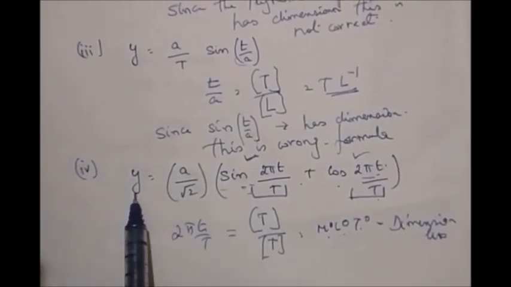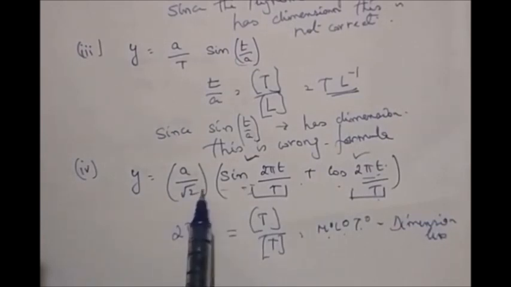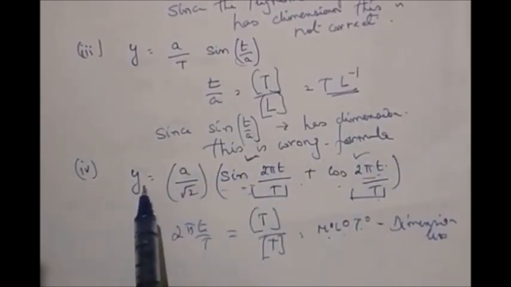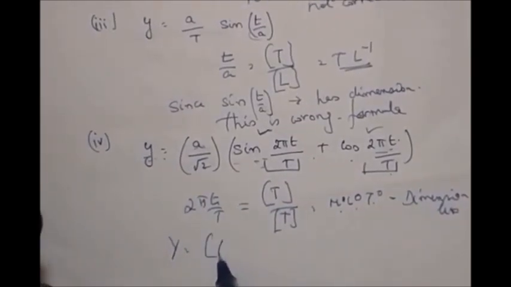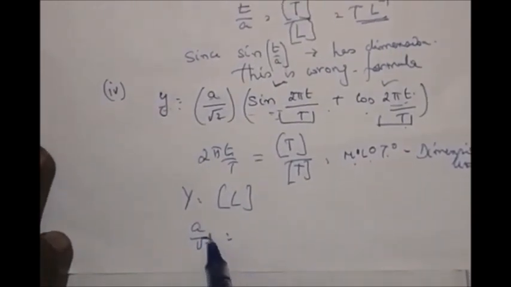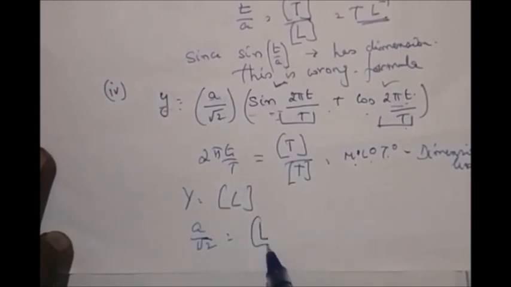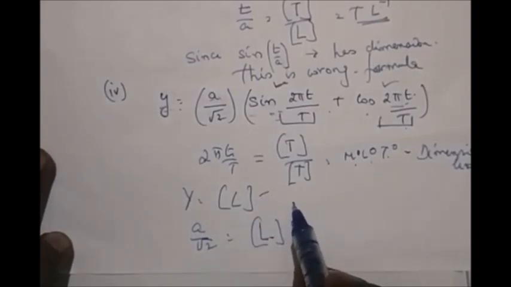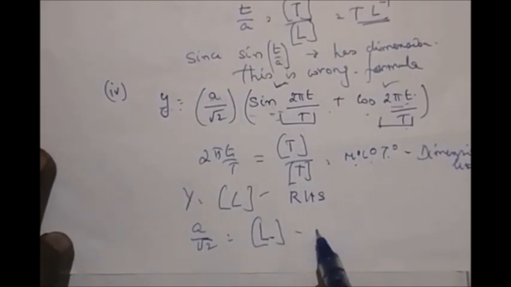But we need to check one more time what happens to these two things. If this entire thing is dimensionless, fine, but y is equal to a upon under root 2 into a dimensionless quantity. So can these two things be equal? We know y has dimension capital L, and a upon under root 2: here a only will have a dimension, that is also capital L, whereas under root 2 will not have a dimension. So this is LHS, this is RHS, and both of them are equal.